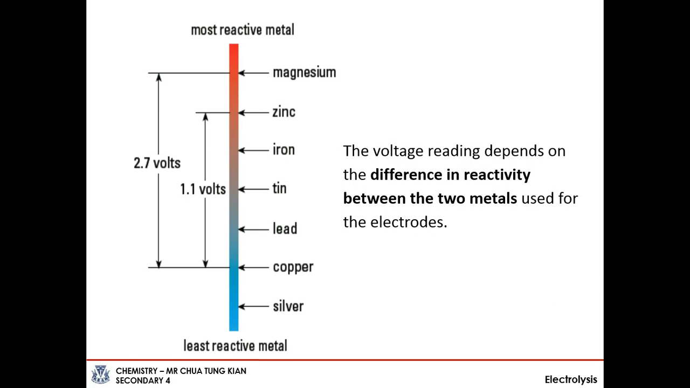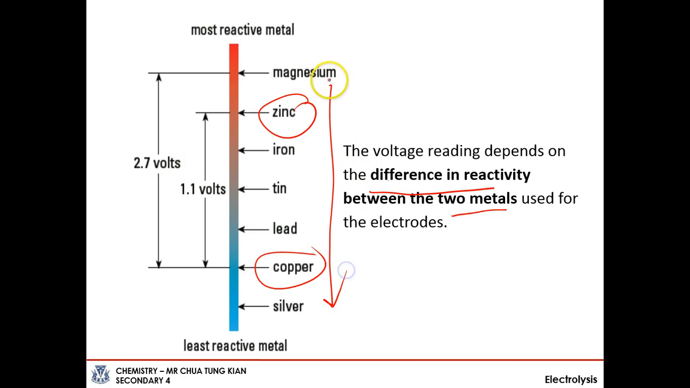Just now when I talked about the simple cell you use in your daily life, it is about 1.5 volts. So how do we get the different voltages? It all depends on the difference in the reactivities between the two metals used. Zinc copper gives you 1.1 volts. The bigger the difference between the reactivities of the metals, the larger the voltage we get from the simple cell.